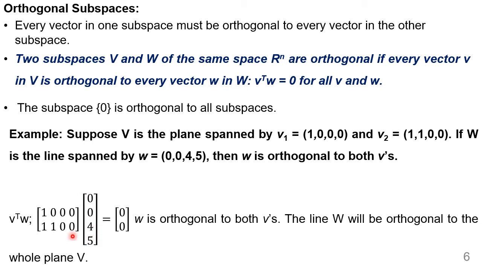So when we multiply this, it's a matrix multiplication. So we get the answer as 0, 0, and we can see that it turns out to be the 0, 0 vector. Therefore we can say that W is orthogonal to the entire plane V.